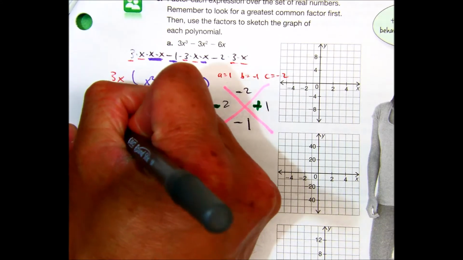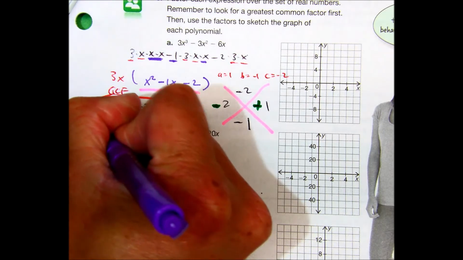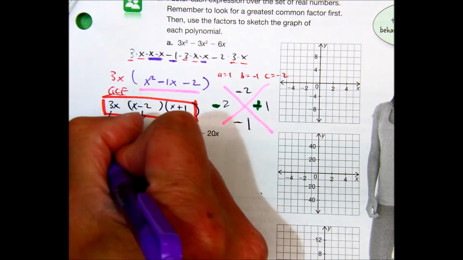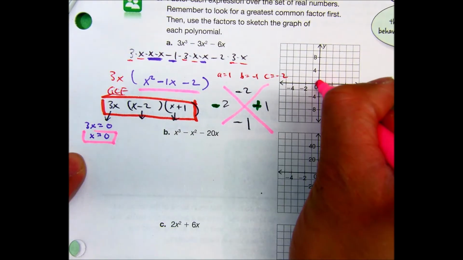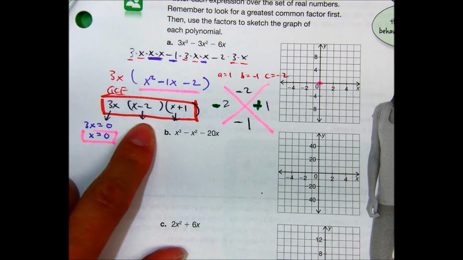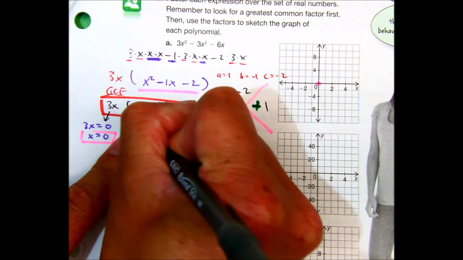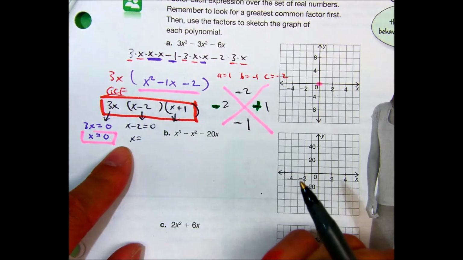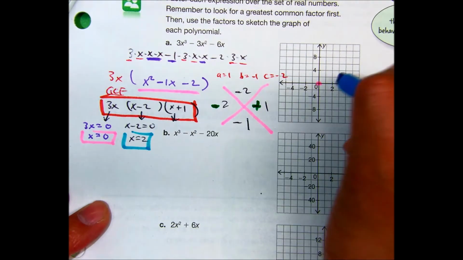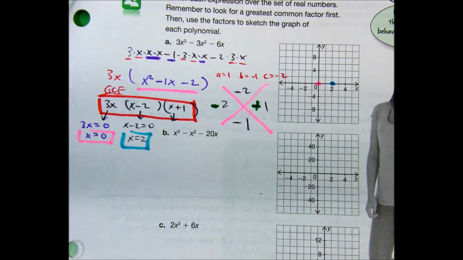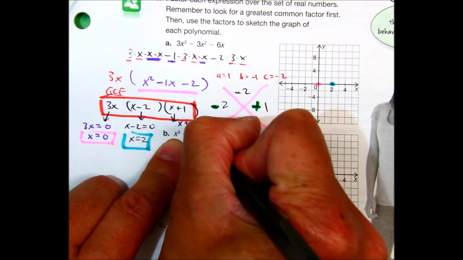The first thing we did was what? Set it equal to 0. Divide by 3, x is equal to 0. Here. What do you do over here, class? X minus 2 equals 0. Therefore, x is equal to 2. You go onto the x-axis and you put a 2. And how about this one? Minus 1, so x is equal to negative 1.